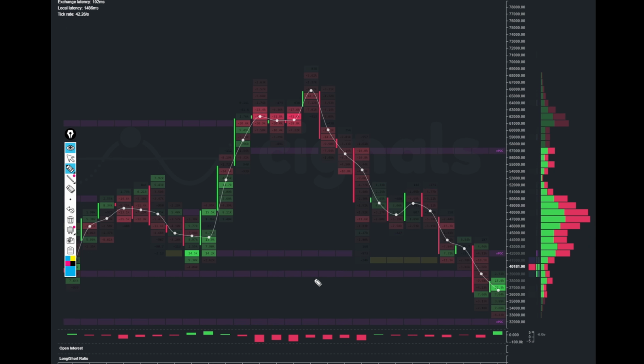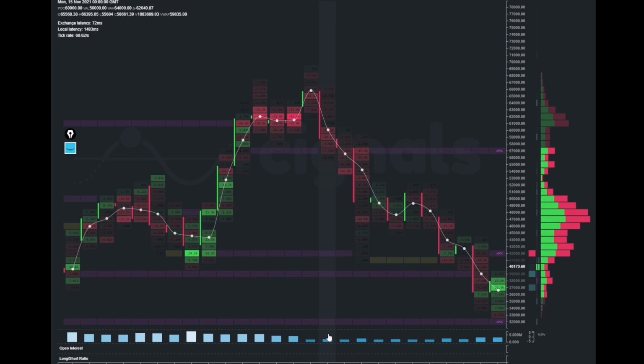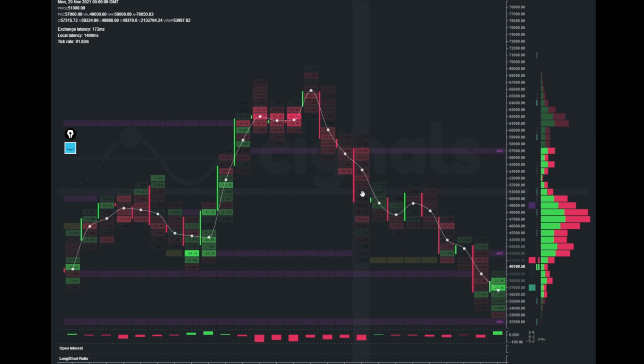It's not for the faint of heart here. You're not going to want to necessarily try to buy these dips, because nothing was there to tell you that the dips were there to be bought. It looks like everything here was telling you that we were topping here. This is a supply zone, okay?